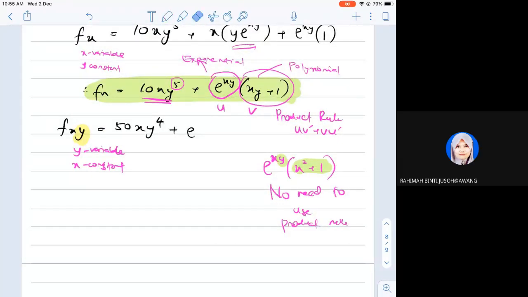Can I erase this notes ni? I erase Okay. So now, oops. Okay, so let us proceed.